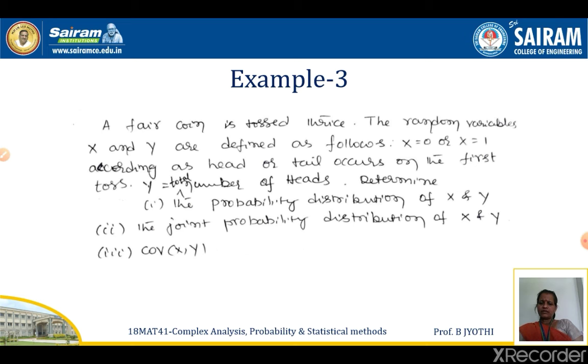Third example, a fair coin is tossed thrice. Random variables x and y are defined as follows. X is 0 or x is 1 according as head or tail occurs on the first toss. Y is the total number of heads. So we have to determine the probability distribution of x and y, the joint probability distribution of x and y, and the covariance of x and y.